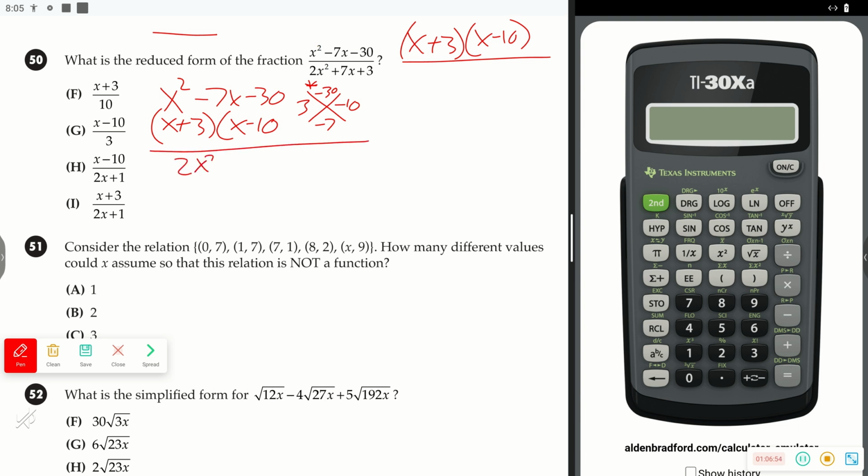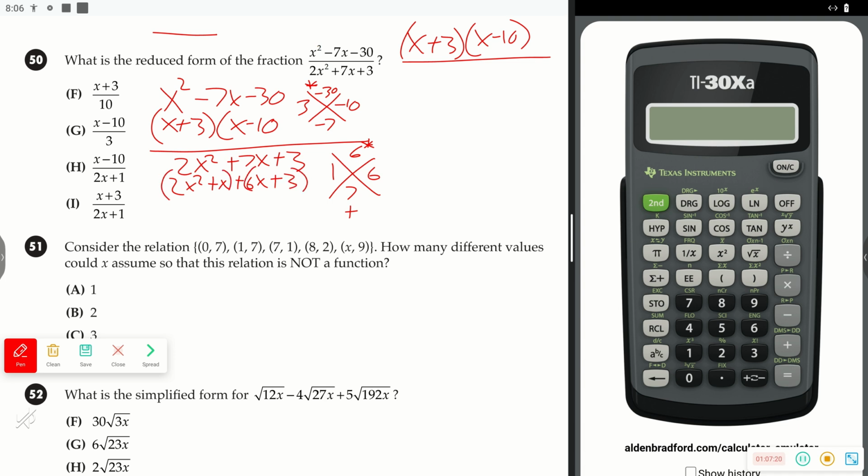We have 2x squared plus 7x plus 3. We have to find something that multiplies to a times c, which is 6, and adds to 7. So multiplies to 6, adds to 7, that's going to be 1 and 6. So we have 2x squared plus x plus 6x plus 3. Then we have to factor this by grouping.